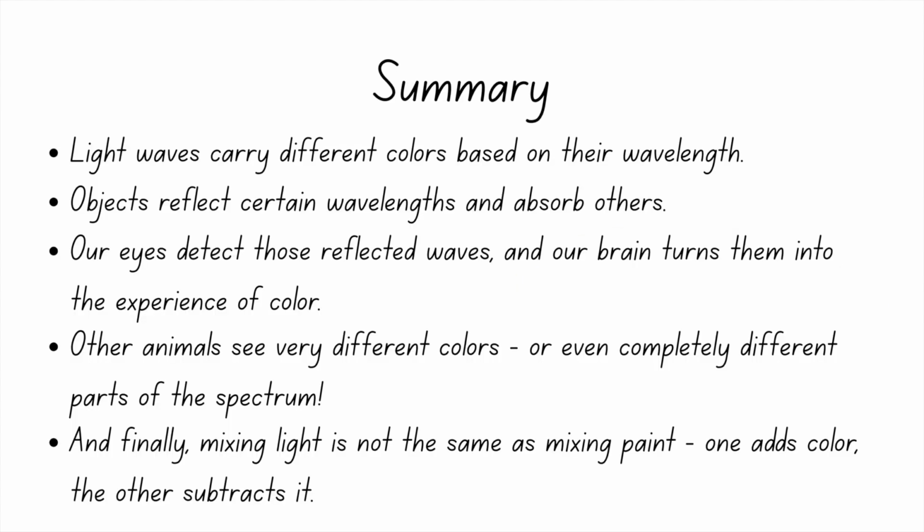Summary: how we see color. Light waves carry different colors based on their wavelength. Objects reflect certain wavelengths and absorb others. Our eyes detect those reflected waves, and our brain turns them into the experience of color. Other animals see very different colors, or even completely different parts of the spectrum. And finally, mixing light is not the same as mixing paint. One adds color, the other subtracts it.